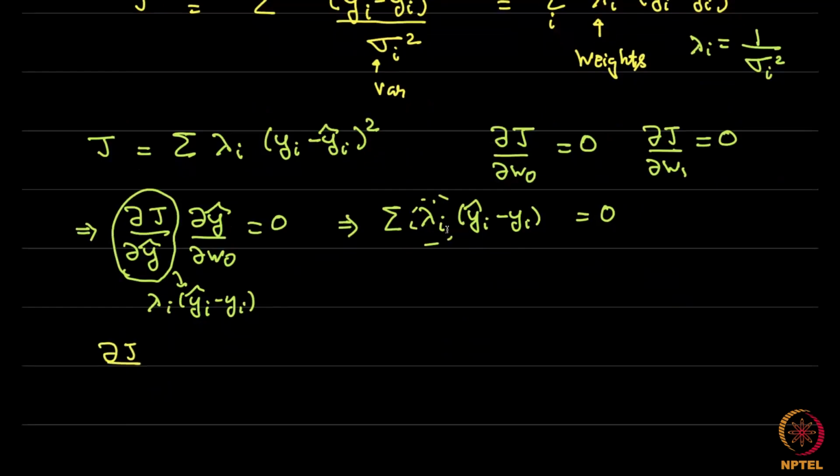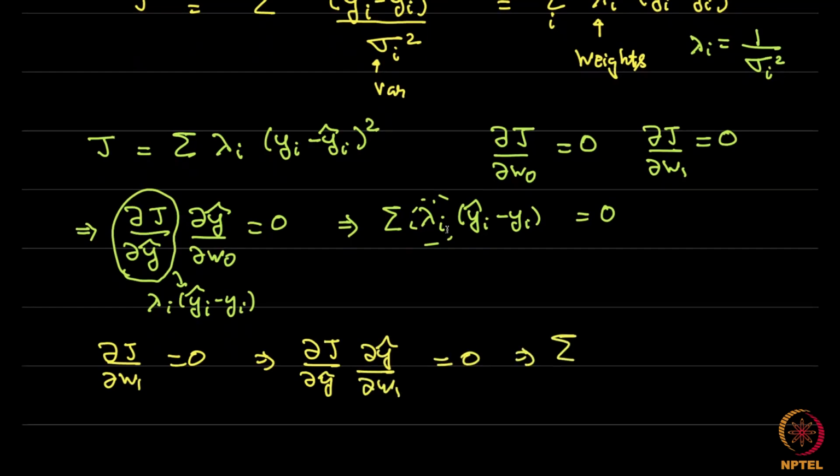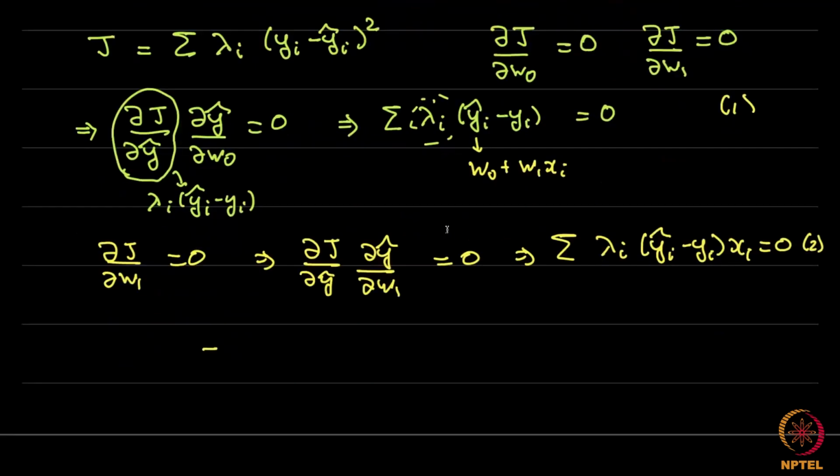Similarly, if I do del J del W1 equal to 0, this will give me del J del y hat into del y hat del W1 equal to 0. So this will give me sum of lambda i (y hat i minus yi) multiplied by xi equal to 0. So these are two equations. And of course, y hat i is W0 plus W1 xi. So if you write these equations out, I'm going to skip some steps. I would request you to go back to your notes for the case without the lambdas and check with this.